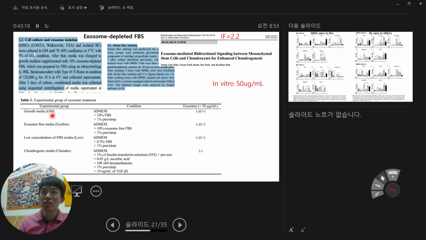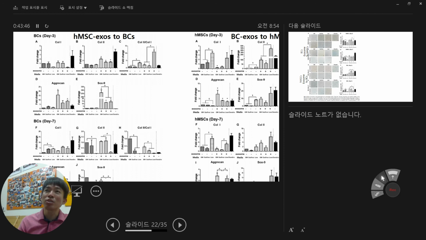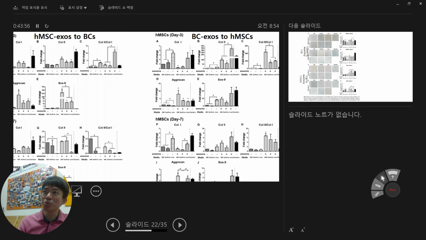In growth media and exosome-free media, low concentration FBS and chondrogenic media, they treated with exosome or not. This is used as a positive control group. So they wanted to check the exosome effect from human MSC on chondrogenesis. And this is very interesting, that they treated human MSC exosome to bovine cartilage cells, and sometimes bovine chondrocyte exosome to human MSC. They used two different ways.